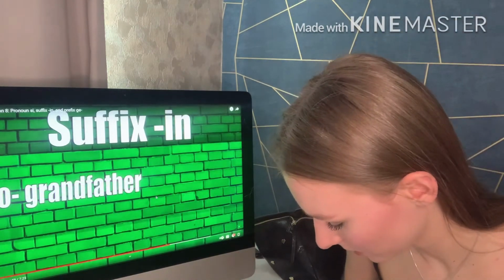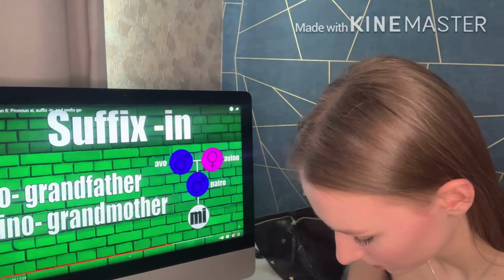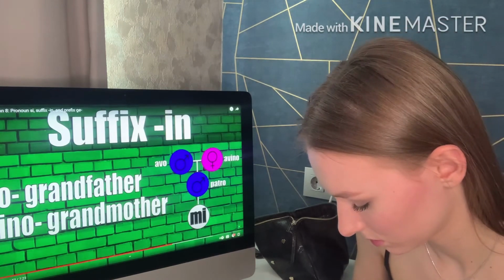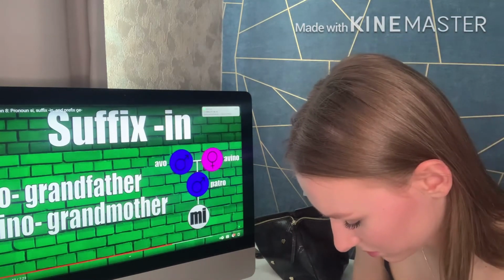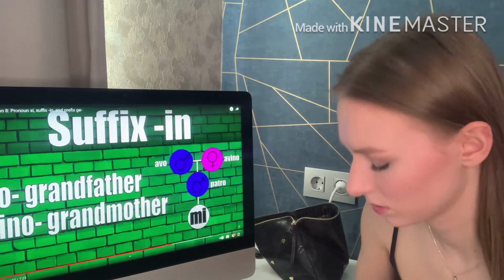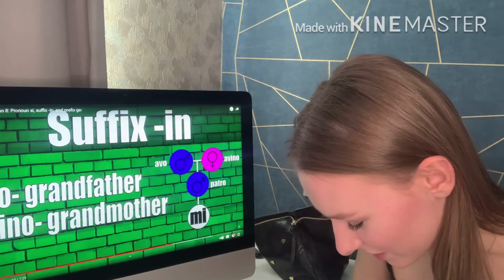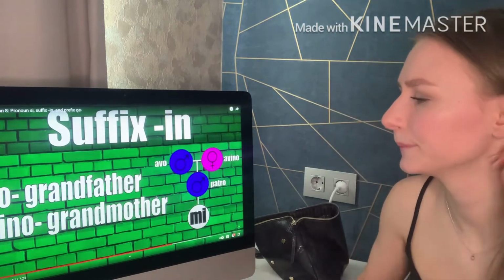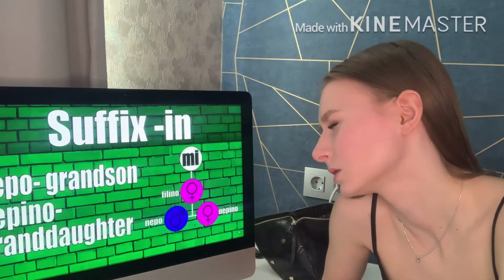Avo, grandfather. Avino, grandmother. It's pretty simple. Nepo, grandson. Nepino, granddaughter.